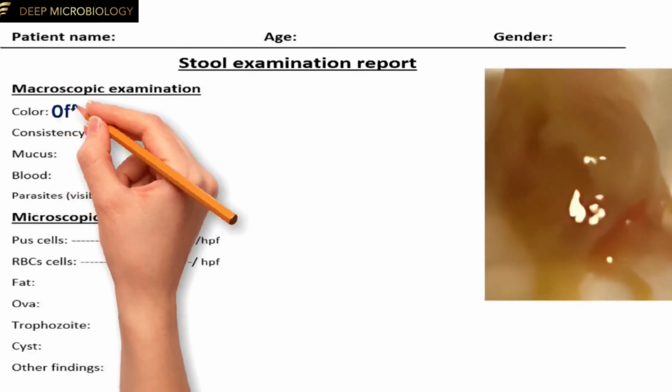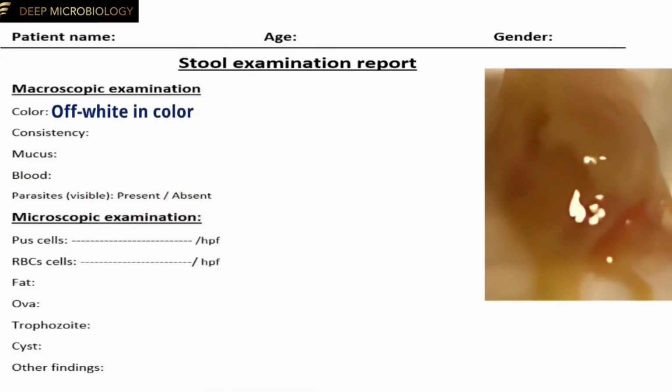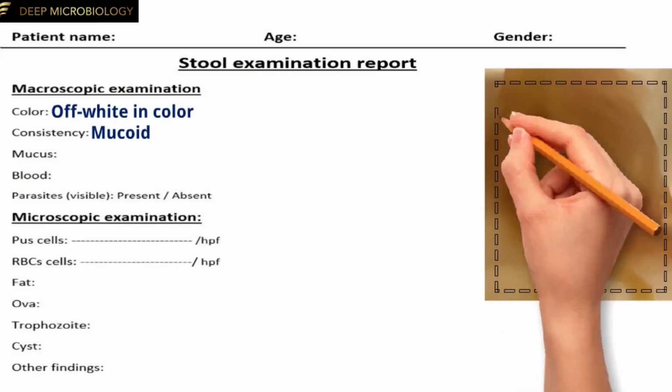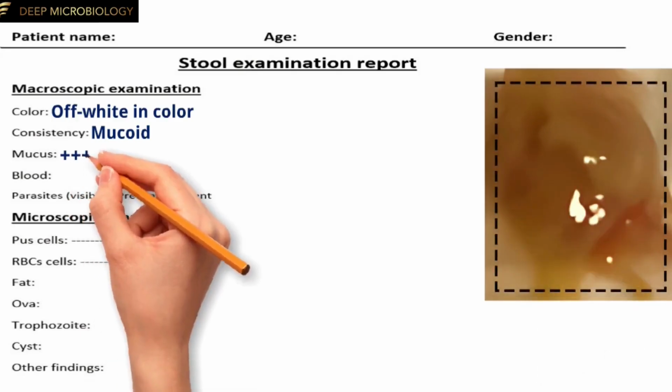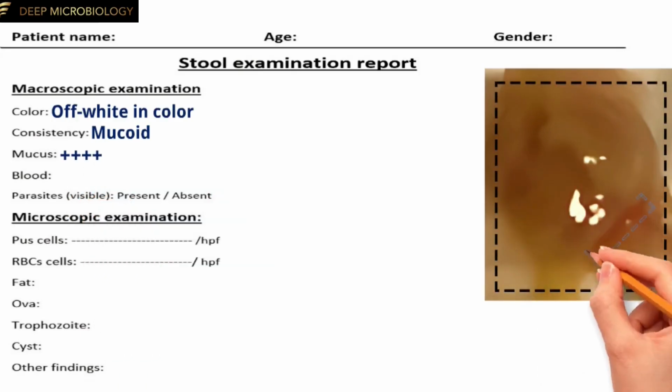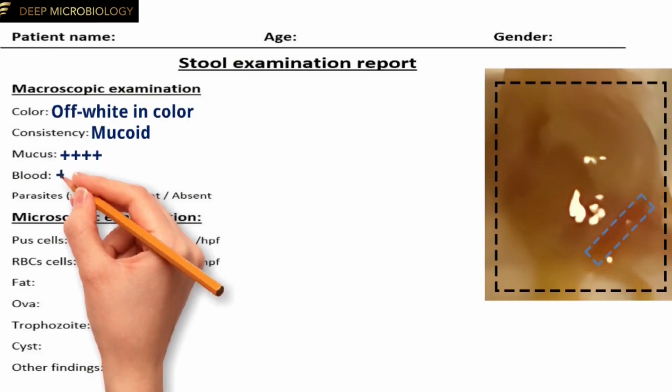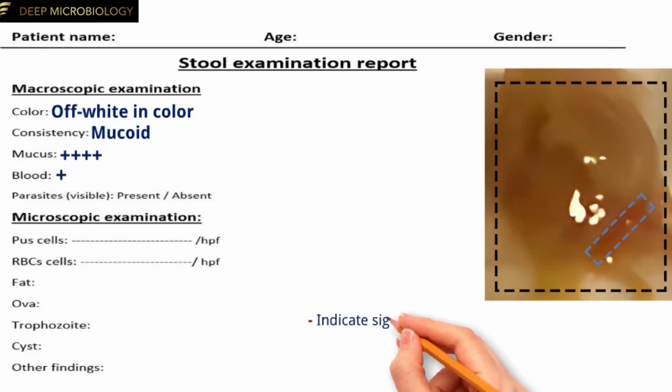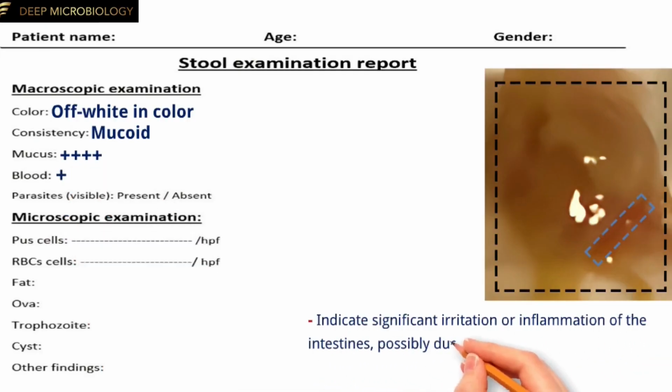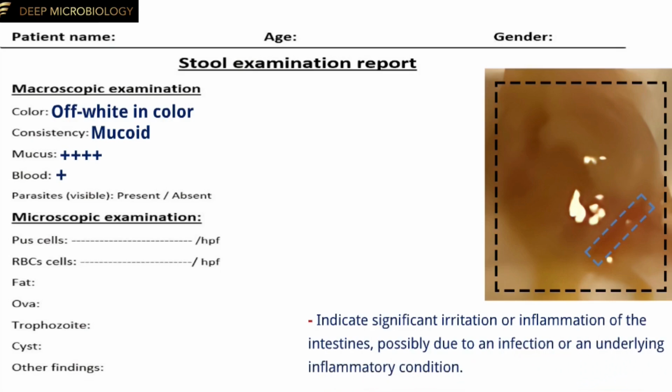In this sample, the stool is off-white in color and has a mucoid consistency because it's mostly made up of mucus rather than solid matter. The mucus is present in a very large amount. We'd mark that as 4 crosses in reporting. There's also a small amount of blood visible, which would be recorded as 1 cross. This combination may indicate significant irritation or inflammation of the intestines, possibly due to an infection or an underlying inflammatory condition.